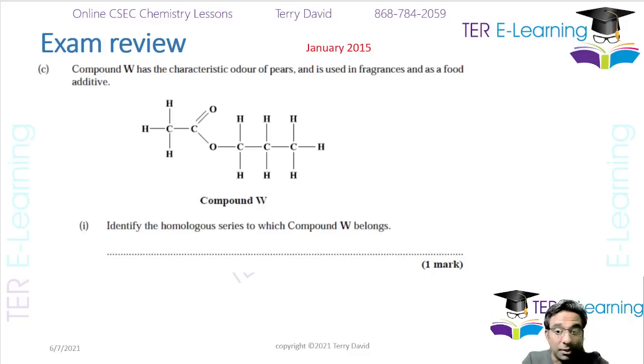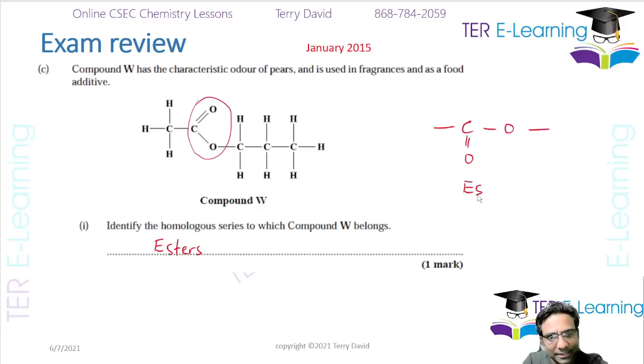Well, you all seem to know your work. I see everybody saying esters. That's correct. They want to know the name of the homologous series to which it belongs. This belongs to the ester group. And how do I know that? You see this group here? This here is my ester group. It can be drawn like this. This is what we're looking out for. This here is called my ester linkage. So 1 mark just for stating that.